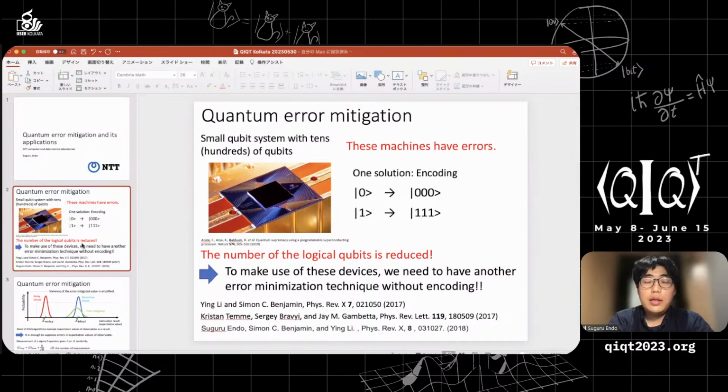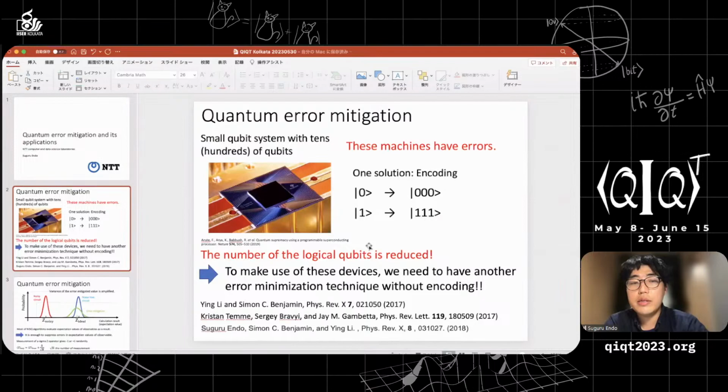So quantum error mitigation is kind of the opposite concept of quantum error correction. Quantum error correction uses the encoding of the qubits. So we express one logical qubit by many qubits. For example, here I use the example of the 3-qubit code, and one logical qubit is encoded in 3 qubits. And by doing this, we can detect the errors and correct the errors according to the result of the syndrome measurements.